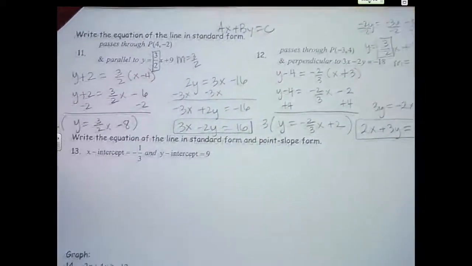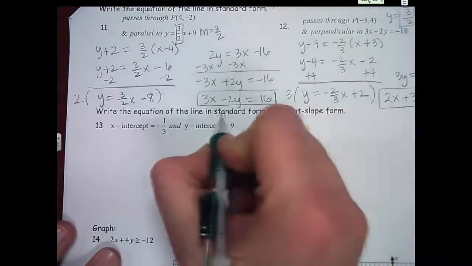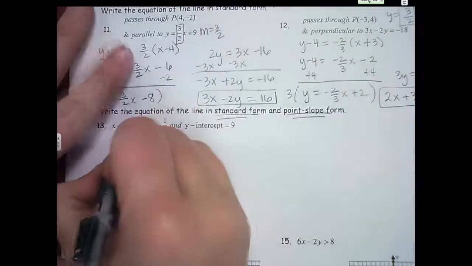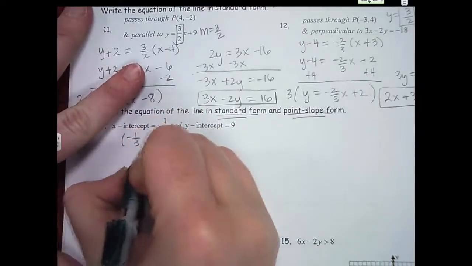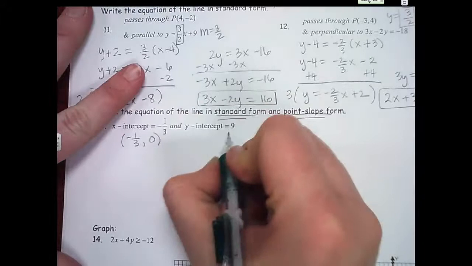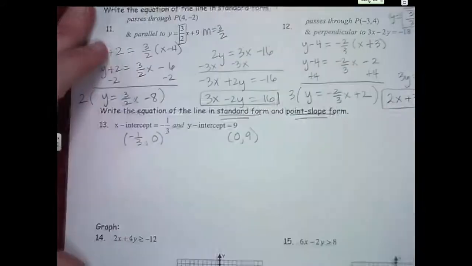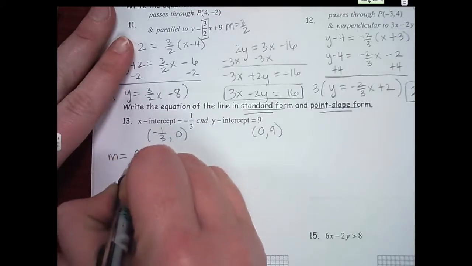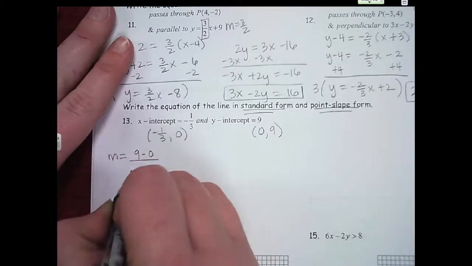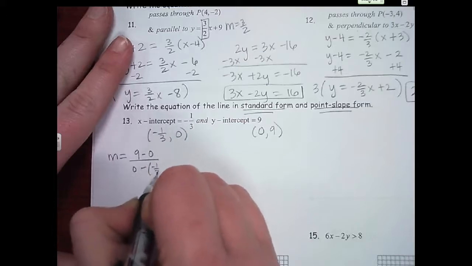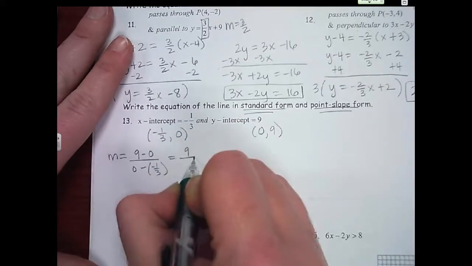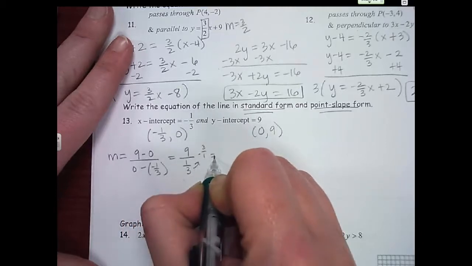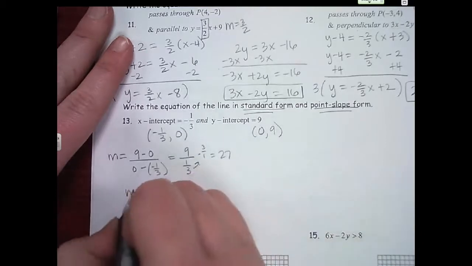Number 13, write the equation of the line in standard form and point slope form. So we have x and y intercepts, so let's write those as points. X-intercept, negative 1/3, comma 0. Y-intercept, 0, 9. Because I'm given 2 points, let's find the slope. So slope is y2 minus y1 over x2 minus x1. So 9 over positive 1/3, flip and multiply. So the slope is 27.